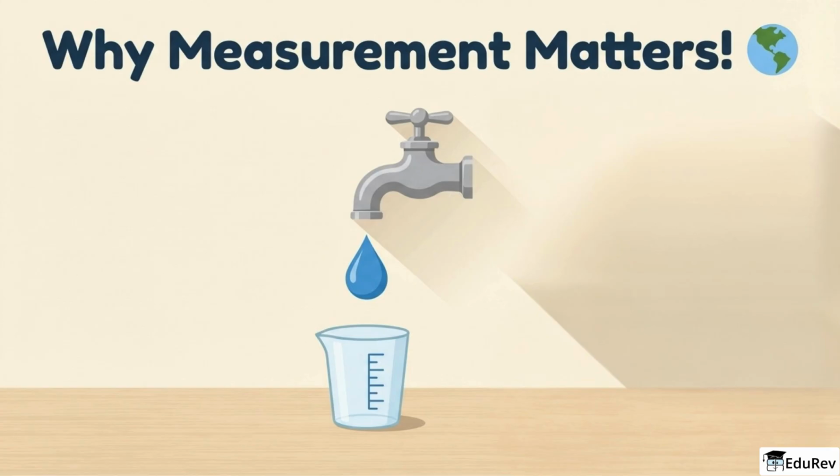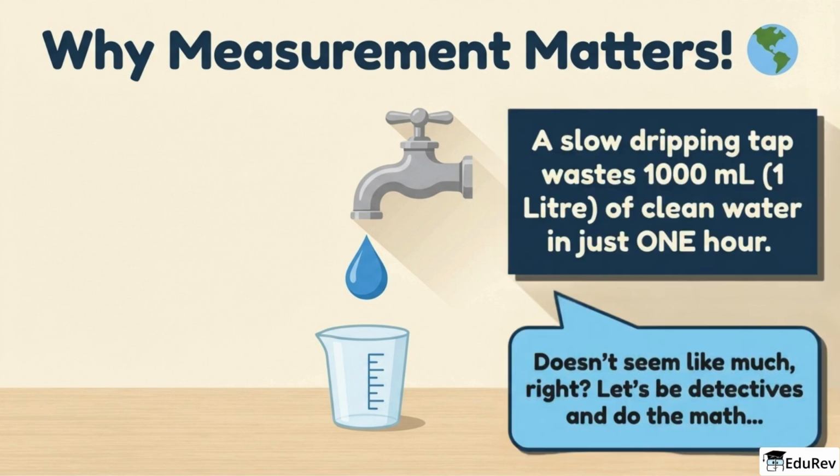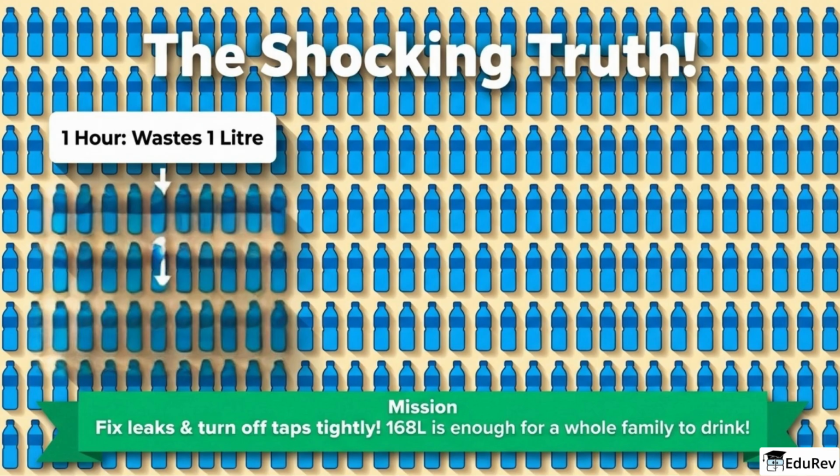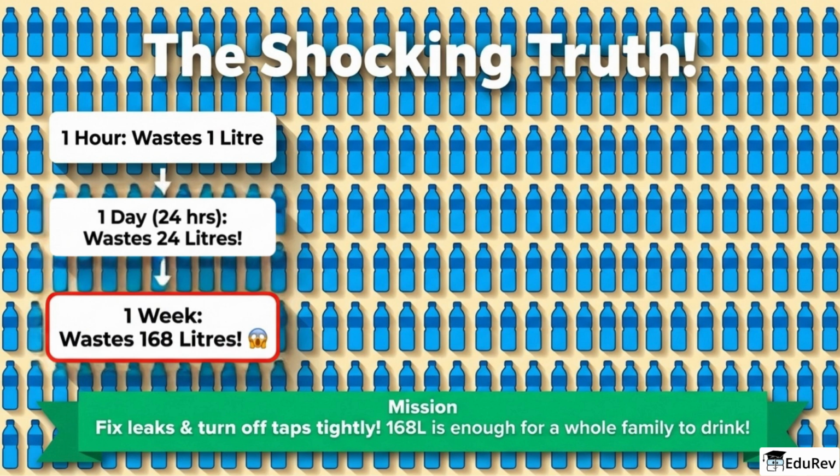Now let's understand why measurement matters. A slowly dripping tap can waste 1 liter of water in 1 hour. It may not look like much at first, but small amounts can add up over time. Let's calculate this. In one day, 24 hours means 24 liters of water are wasted. In 1 week, that becomes 168 liters. This shows how small leaks can lead to large losses.